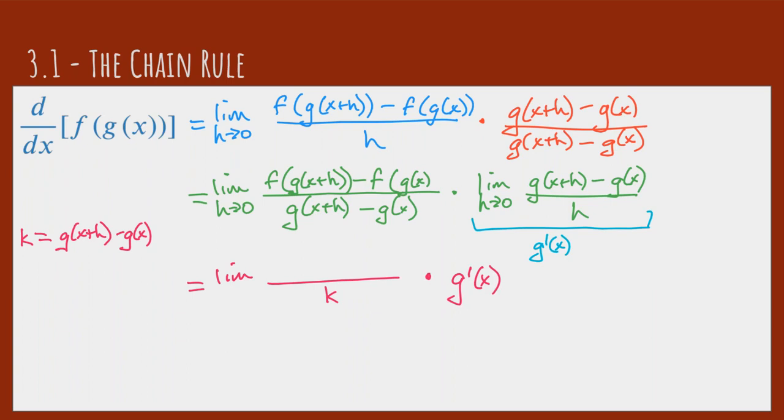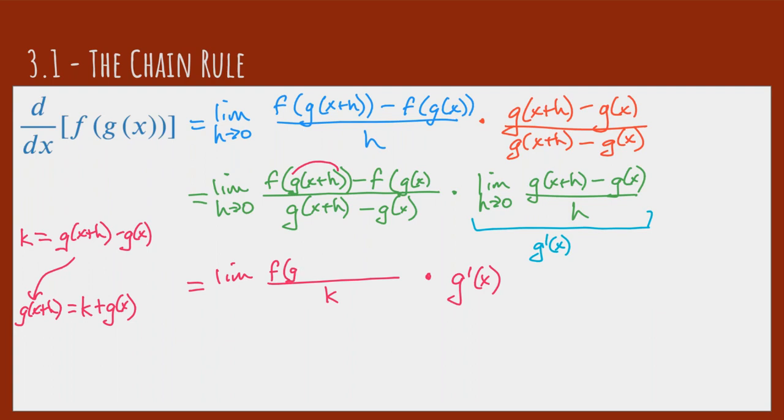That part's done. So the next thing I'm going to do is I'm going to do a little substitution. I don't want this g of x plus h in here. That's a little bit messy. So I'm going to solve my equation here for g of x plus h, and we get that is going to equal k plus g of x. So I'm going to substitute that.